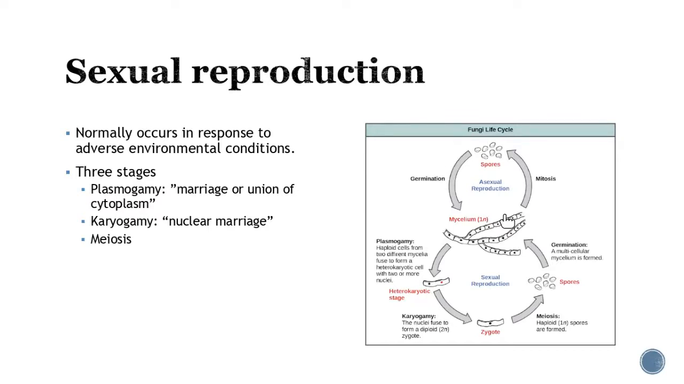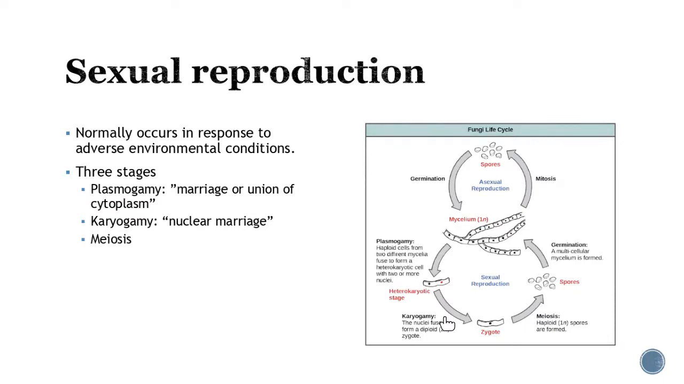Now, if you're going to go through sexual reproduction, it's going to go through 3 stages right here. Now, the first one is called plasmogamy. It's a marriage or union of cytoplasm. So basically what's happening is you're going to have haploid cells. Remember haploid and diploid. So haploid has half the number of chromosomes, diploid has the full set. So the mycelium are haploid cells. They only have 1 copy of each chromosome. So that's how they exist happily. They can go through mitosis and make a copy of themselves, and the process goes around and around.